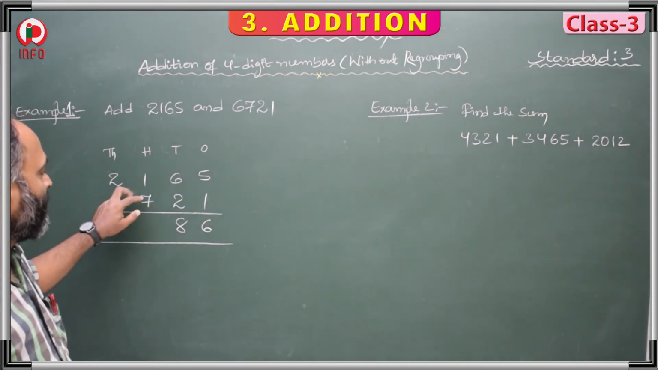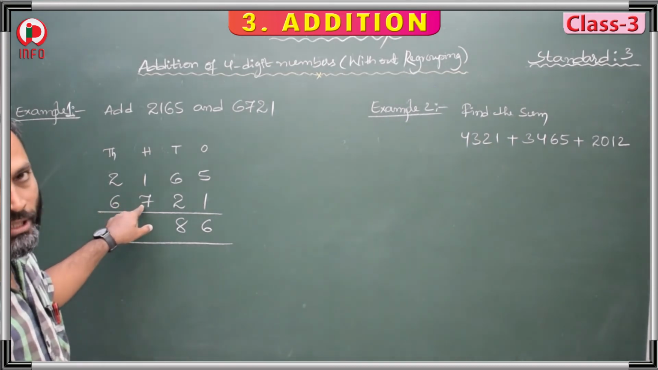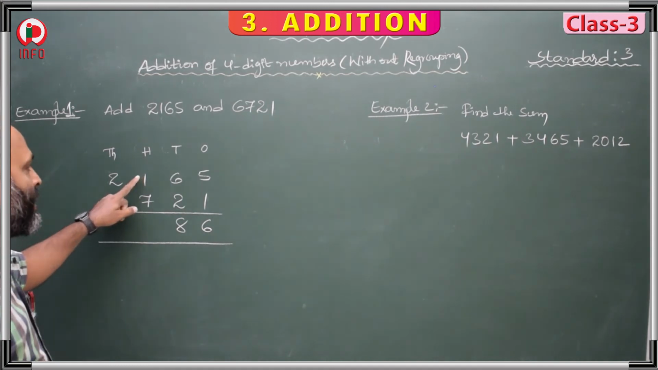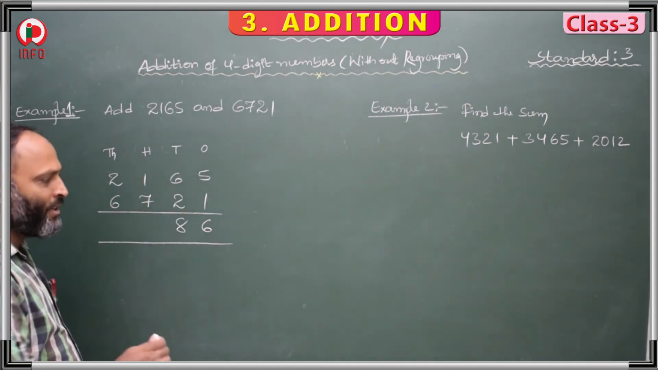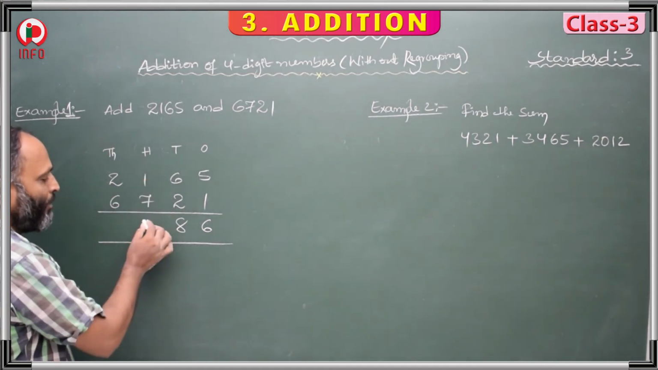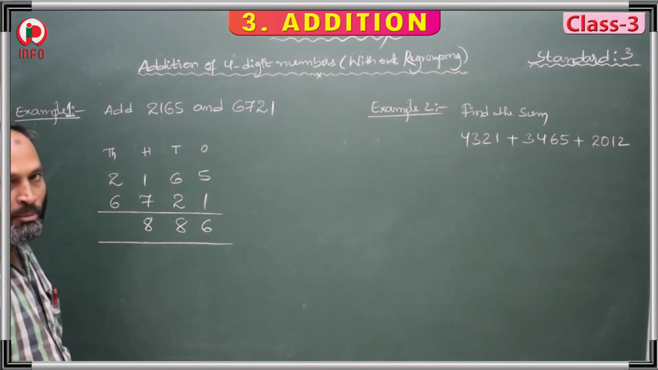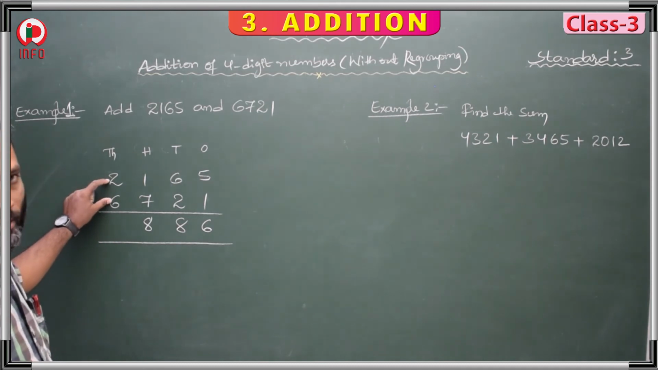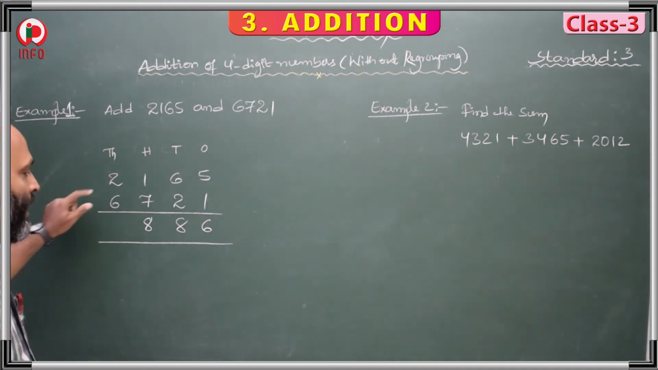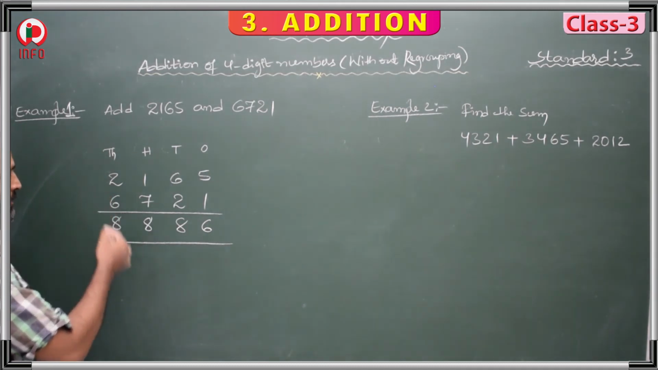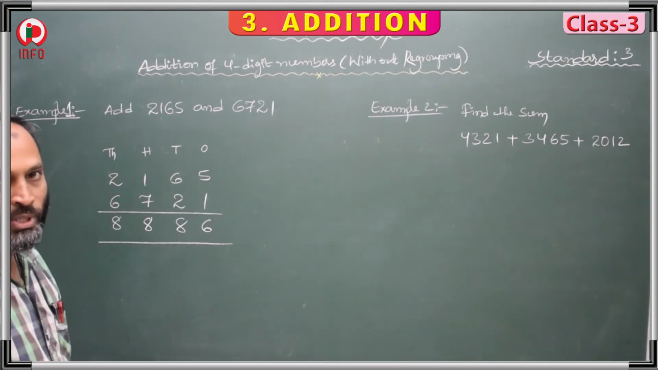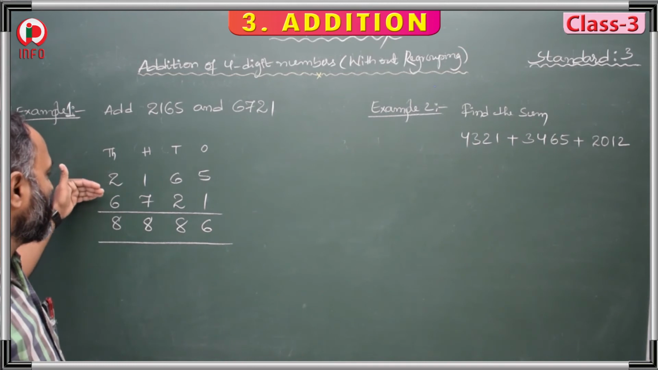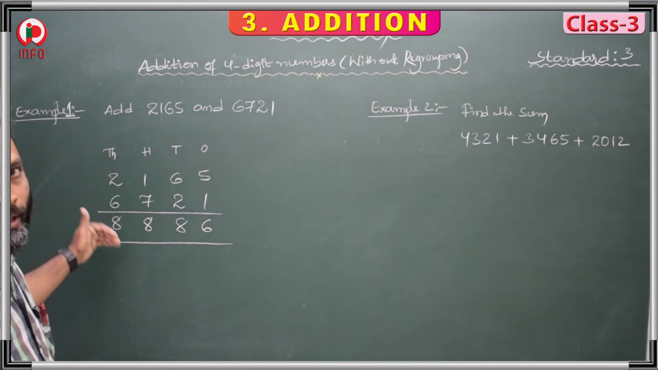Then 7 plus 1 is 8. 8 is a single digit number that we have to keep below the hundreds place. Then 6 plus 2, 6, 7, 8. 8 is a single digit that we have to write below the thousands place. So this is the addend, this is the second addend, this is our sum.